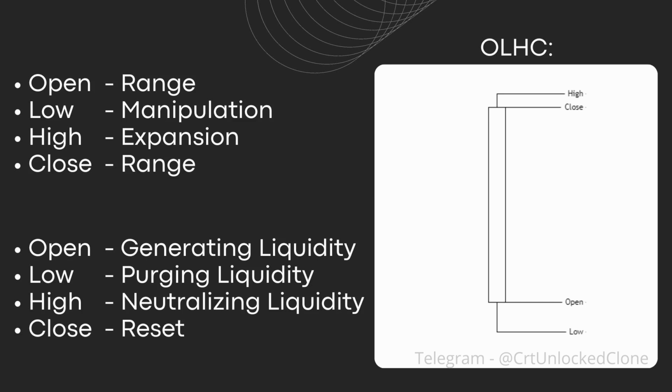With that, we form the high of the candle and then we close the candle, and the close of the candle acts as a reset for the whole cycle, and then a new cycle starts with the next candle, repeating the same cycle over and over again, right? That's what happens every single candle: generating liquidity, purging liquidity, and then neutralizing liquidity. And then last but not least, resetting the whole cycle by closing the candle, and then the same cycle repeats as soon as the next candle opens, right?